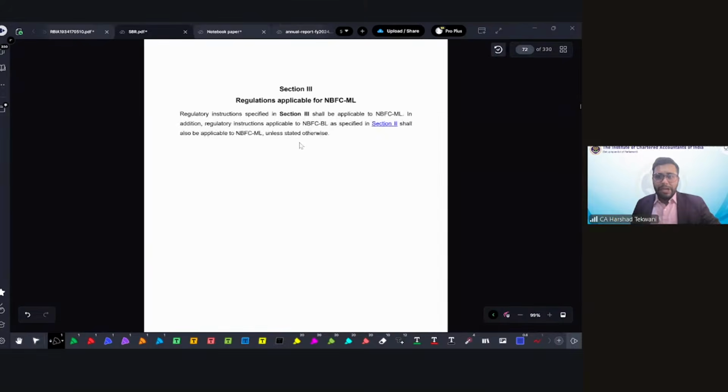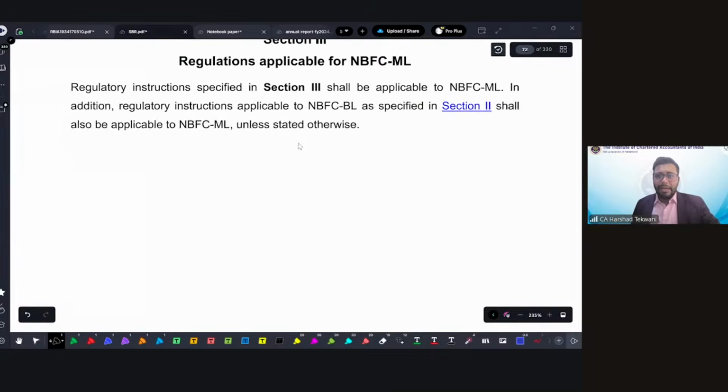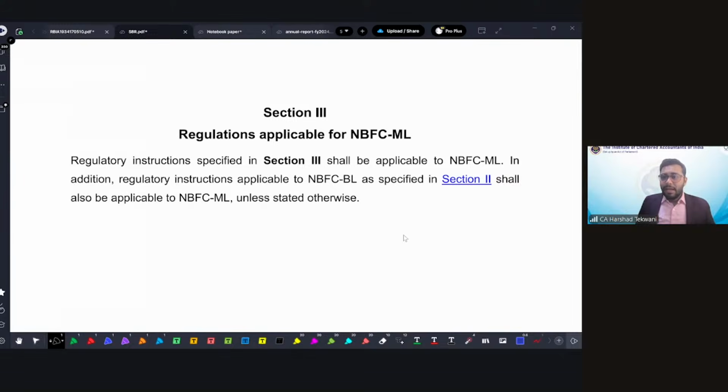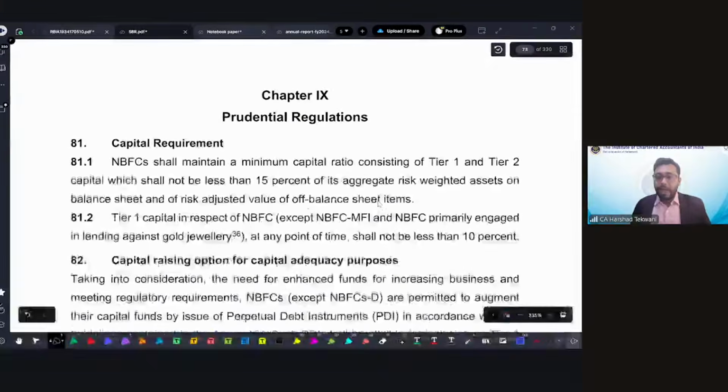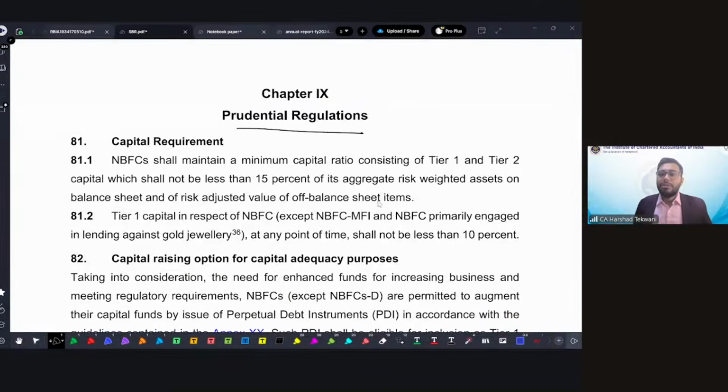See, these are the regulations, section 3, applicable to the middle layer. What it says is that in addition to the regulatory instructions applicable to the base layer specified in section 2, these are also applicable to the middle layer. So base layer requirements are already applicable to the middle layer, but in addition to that, this is something additional which is applicable to the middle layer. And if you start, you will get the prudential regulations. Means base layer requirements are applicable, but above that, this is the additional requirement which is applicable to the middle layer.